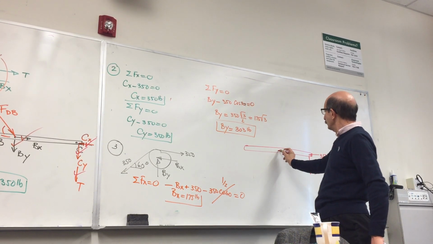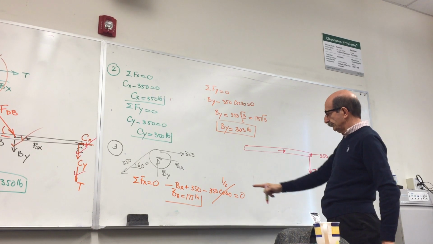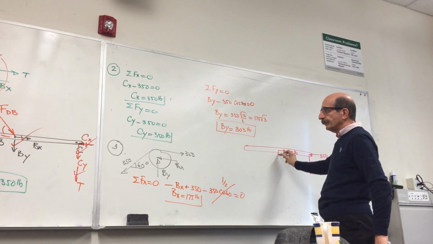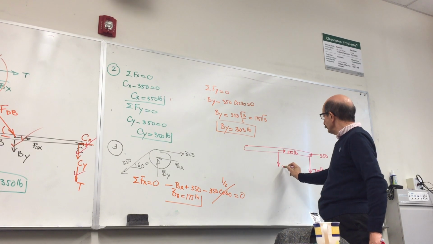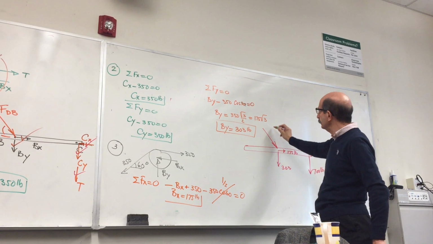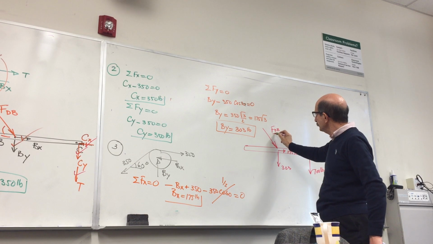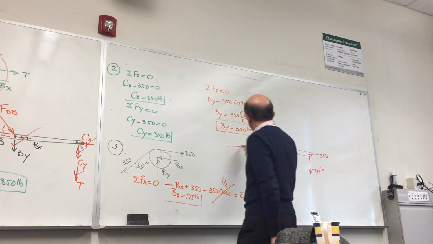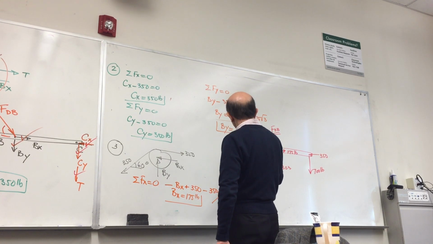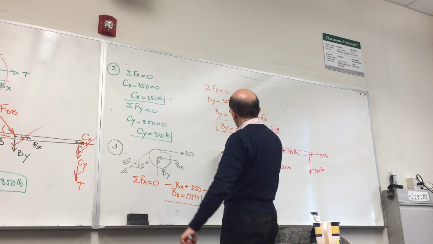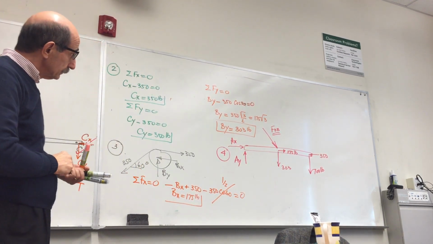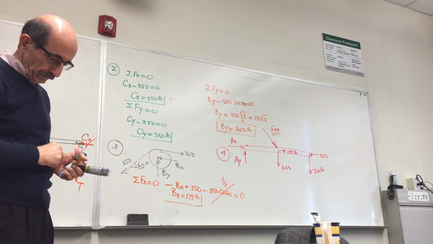Bx here is 175 pounds, and then By, which is 303. Then I have this one, which is unknown, FDB, and then Ax and Ay. So this is free body diagram number 4. Okay, that's all I have.